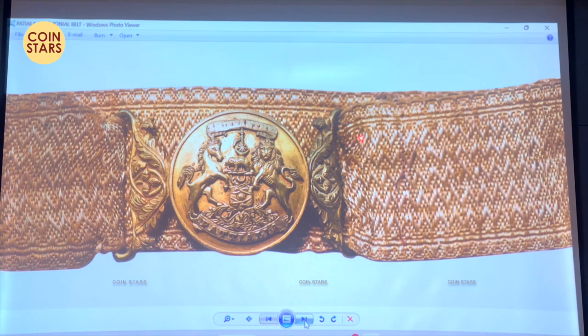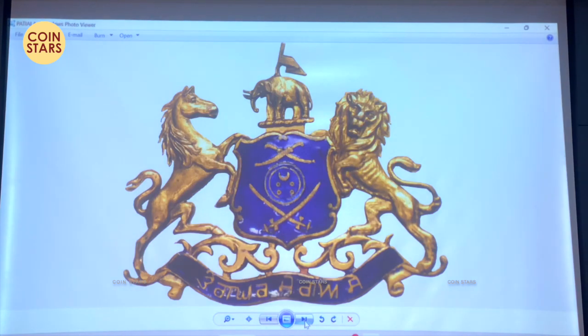This is a ceremonial belt all in gold embroidery. Patiala state. With elephant here holding lion and horse holding the shield. Next. This again is Patiala. This is all enamel work. Next.